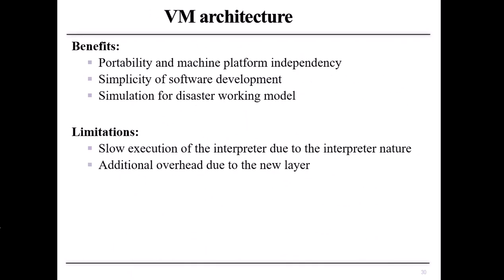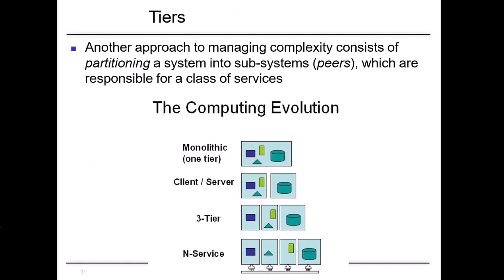Virtual machine architecture has some benefits like portability and machine platform. We can easily make a system portable on different platforms. Simplicity of software development, simulation for disaster working model, and limitations include slow execution of interpreter due to interpreter nature, additional overhead due to a new layer. So these are the limitations.